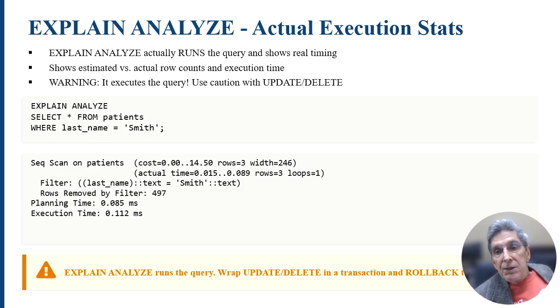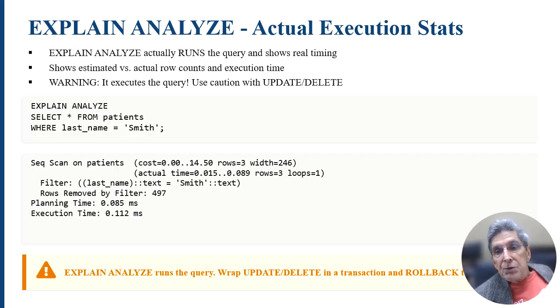Now we have 2 lines of numbers. The first line shows the estimated values, just as in the previous slide. But the second line, in parentheses, starting with actual time, shows what really happened. The actual time of 0.015 to 0.089 tells us the first row was found after 0.015 milliseconds and the last row after 0.089 milliseconds. The rows equals 3 confirms that 3 rows were actually returned. Loops equals 1 means the scan was executed only once.